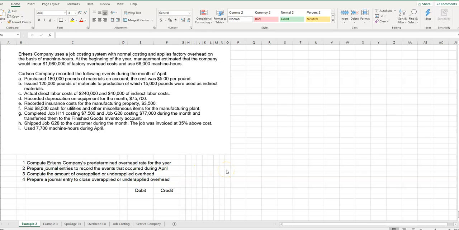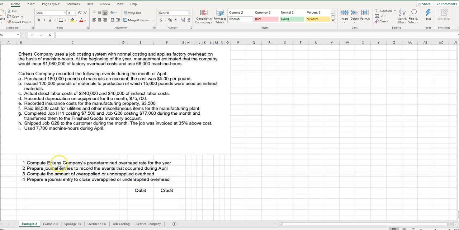Chapter 4 Examples for Cost Accounting, AC 323. In Chapter 4, we look at job costing systems and how costs flow through job costing systems. So in this example, we're going to look at the journal entries that record how costs flow in job costing systems. And we're going to look at overhead calculations.